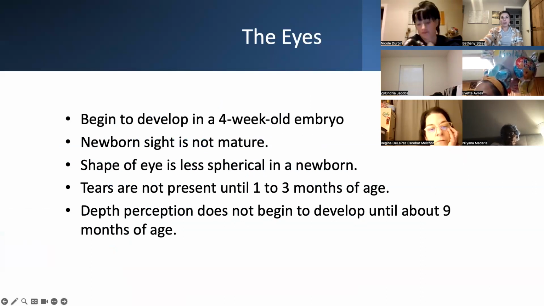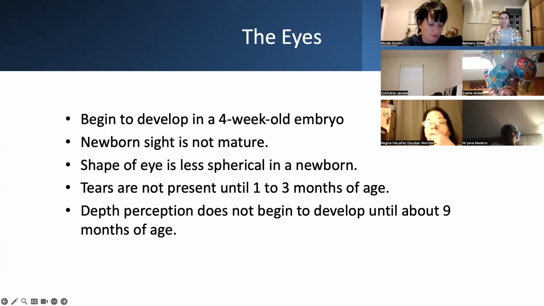So our eyes are something that progresses, so our vision also progresses. Our newborns don't have mature sight. They can only see 8 to 12 inches from their face, and they can only focus for a few seconds at a time. So everything for them is just kind of blurry. They see general shapes of things, but definition is definitely not something they can distinguish yet. They don't develop their depth perception until they're about 9 months old. So again, they can't tell things are near or far to them.